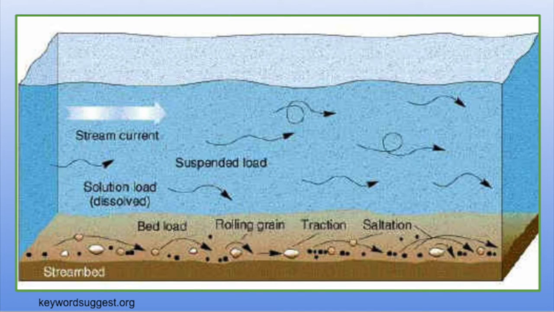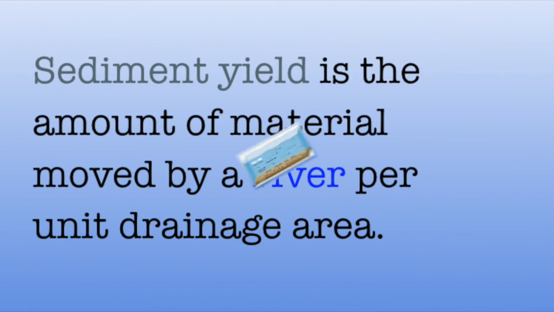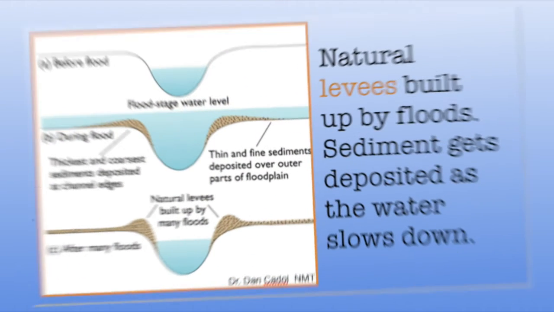Eroded material is transported downstream by the river. Solid particles such as sand and clay can be suspended in the water while gravel rolls along the riverbed. This can cause additional erosion. Dissolved molecules and ions are also transported by rivers. Sediment yield is the amount of material moved by a river per unit drainage area.